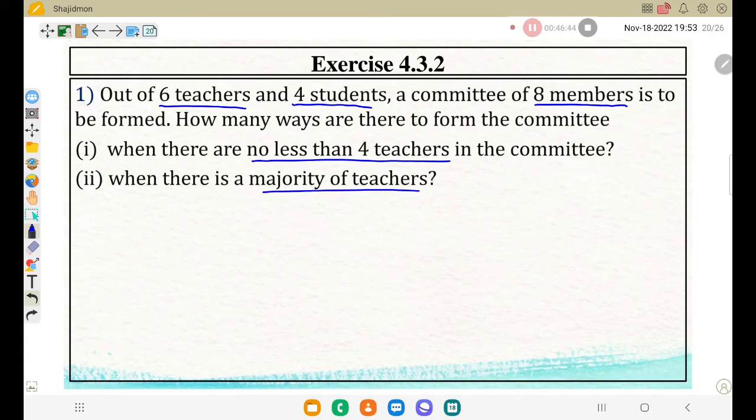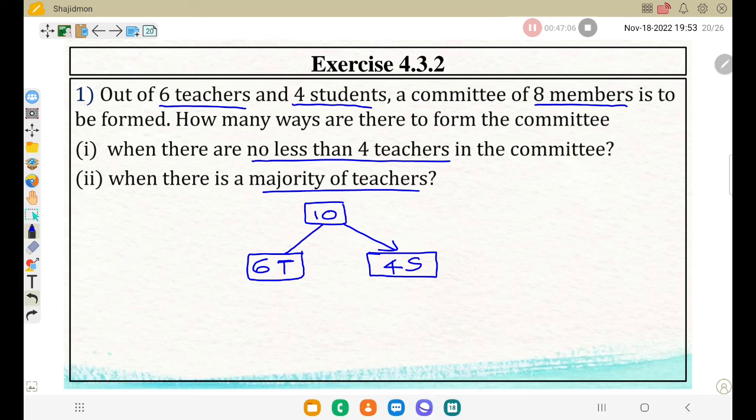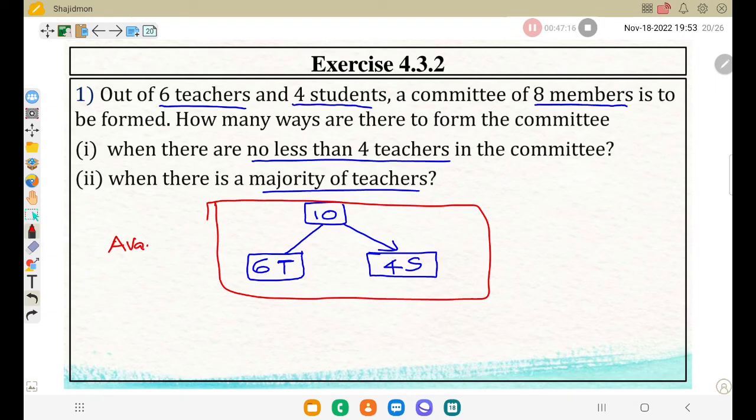So what is our question actually? I will show here. Totally we have 10 people. Out of these 10 people, 6 are teachers. I am writing 6T, which means 6 are teachers. And how many students are there? 4 students are there. Now what we need to do in the question? We need to form an 8 people committee. So this is the available option.